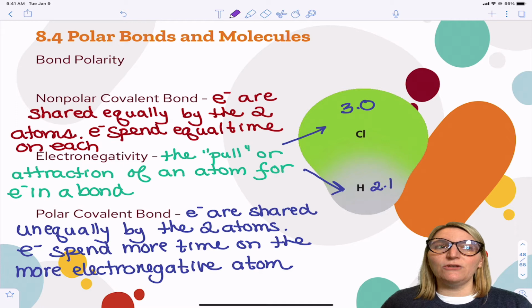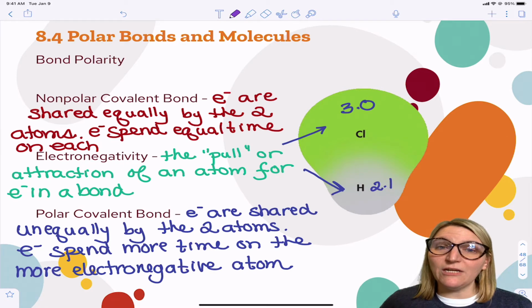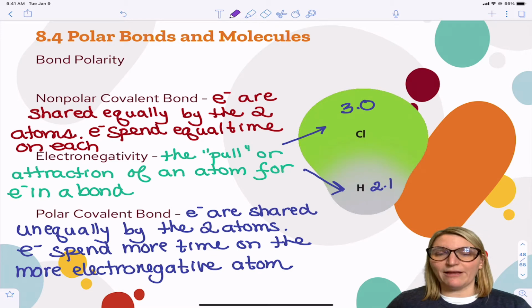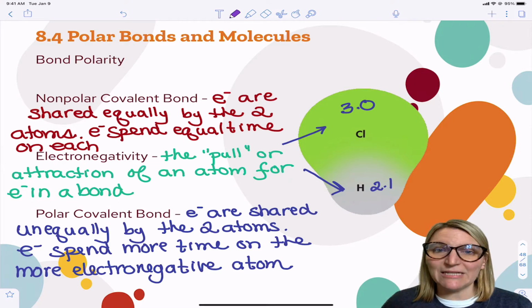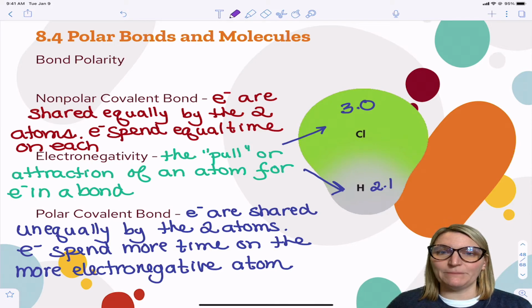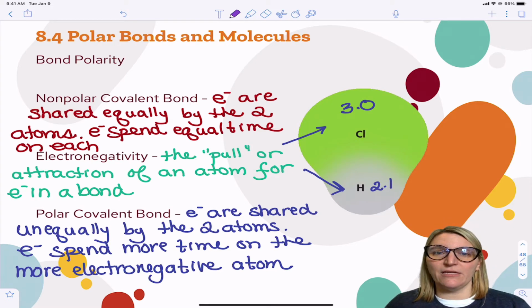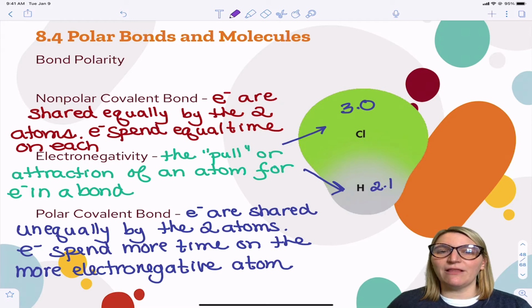A nonpolar bond is where the electrons are shared equally, so then a polar bond is where the electrons are shared unequally by the two atoms, meaning that the electrons spend more time around one atom, specifically the more electronegative atom. And if you take a look at the diagram, you'll see a bond between hydrogen and chlorine. The hydrogen is gray, the chlorine is green, but the chlorine's green is sort of bigger. And that's representing the fact that the electrons in that bond spend more time around the chlorine.